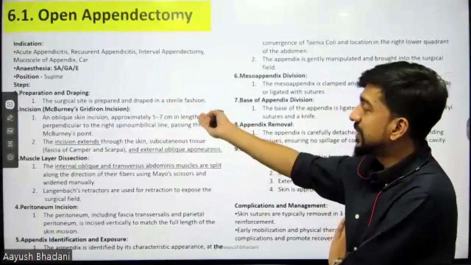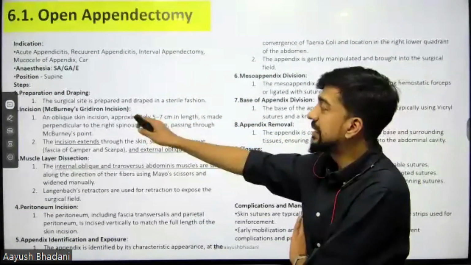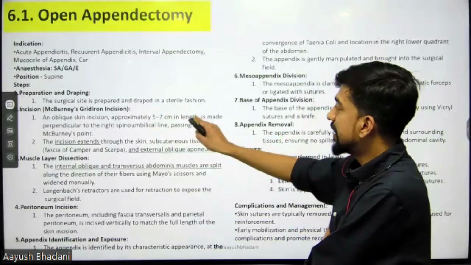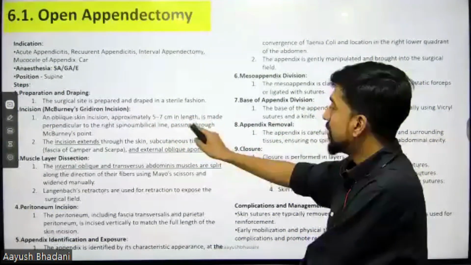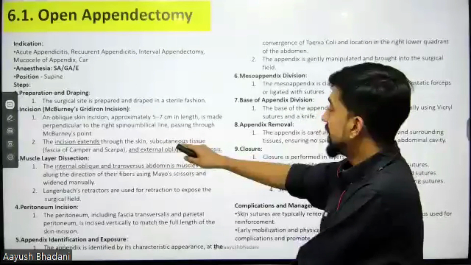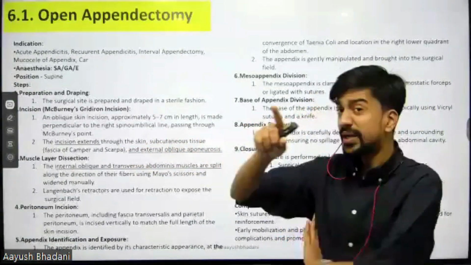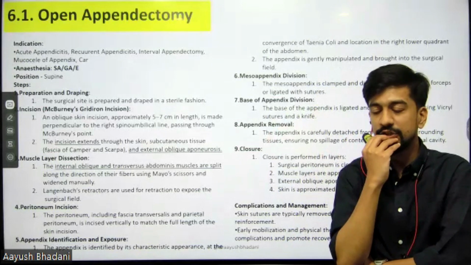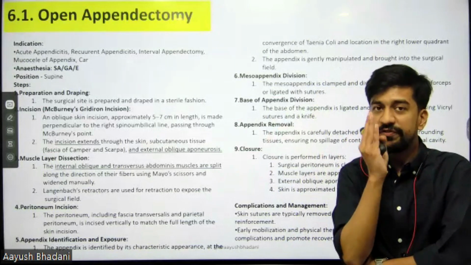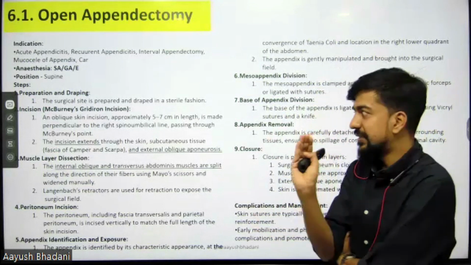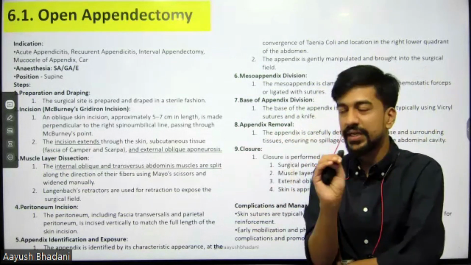Steps: preparation and draping, then the incision, the McBurney's gridiron incision. Okay. Oblique skin incision, 5 to 7 centimeter length, made perpendicular to the right spino-umbilical line, passing through McBurney's point. We know this, fine. Incision extends through the skin, subcutaneous tissue, fascia of Camper and Scarpa. Remember in inguinal Lichtenstein hernioplasty, we discussed, we first cut Camper's, then Scarpa's. So C, then S. So these are two fascias in the subcutaneous layer.